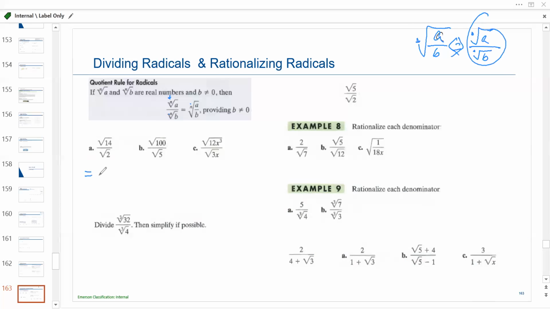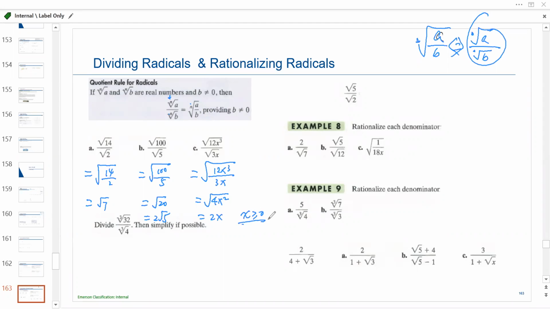So like this one, we transfer 14 over 2, right? So you get square root 7. The same here is 100 over 5, so you get square root 20. So we can do further simplification, right? What about this one? A big one. First, you can actually do 4x squared, so it became 2x, supposing x is greater than or equal to 0.